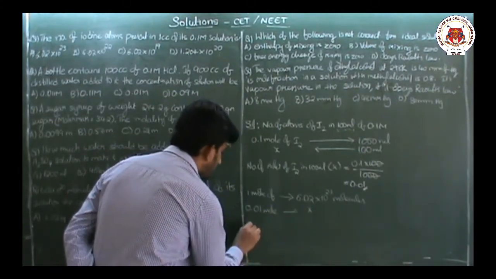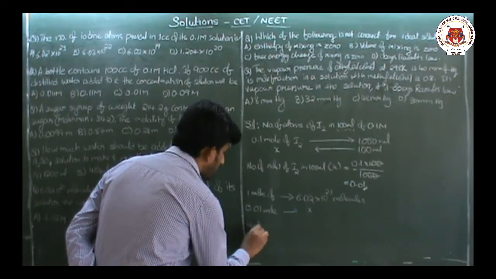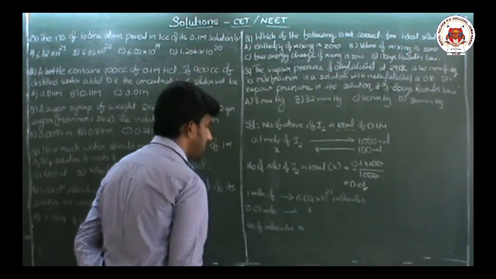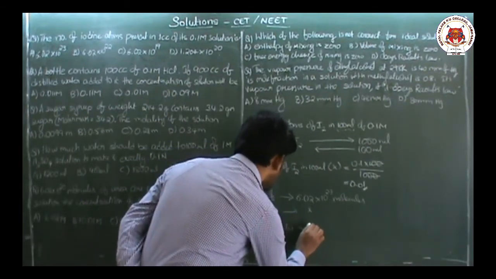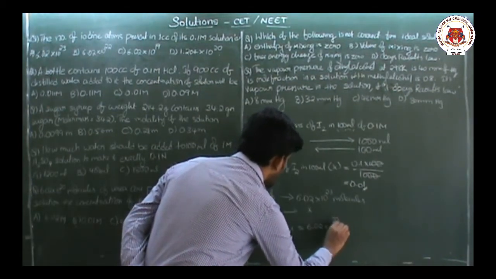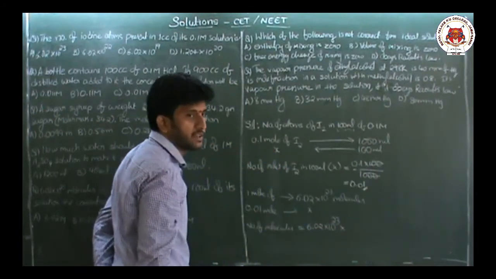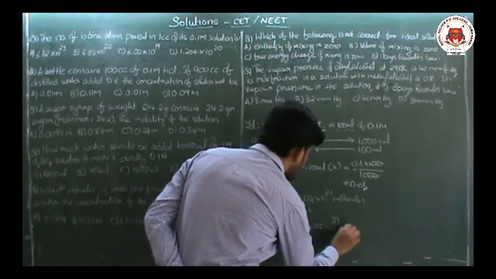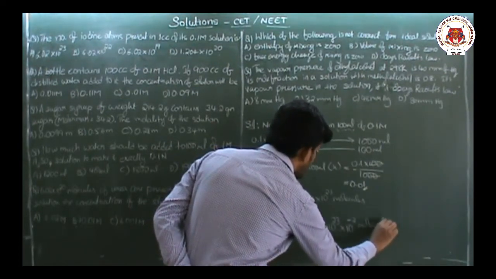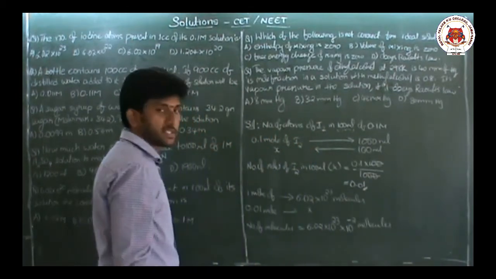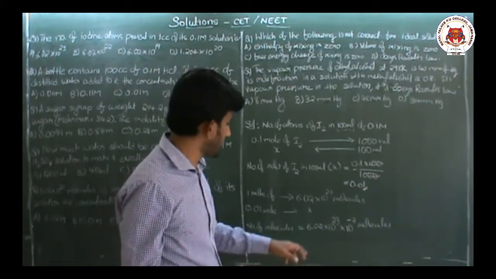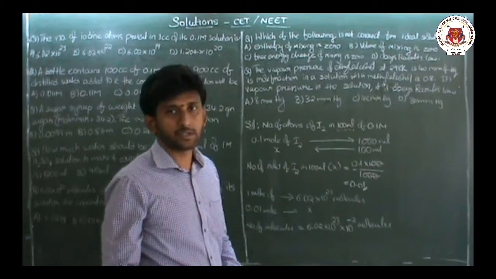Then the number of molecules in 100 ml is equal to 6.02 into 10 to the power of 23 into 0.01, which I will take as 10 power minus 2. 10 power minus 2 molecules of iodine is present in the 100 ml of that solution. How many iodine molecules are present? Avogadro number into 10 power minus 2 molecules.